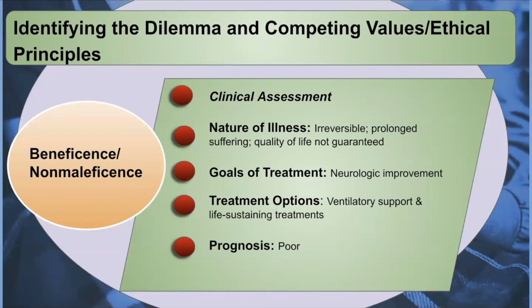Under beneficence and non-maleficence, we now know that the nature of the illness is irreversible, with prolonged suffering, and quality of life not guaranteed. The goal of treatment for this patient is neurologic improvement, and the treatment options are ventilatory support and life-sustaining treatments. However, the prognosis of the patient is poor.